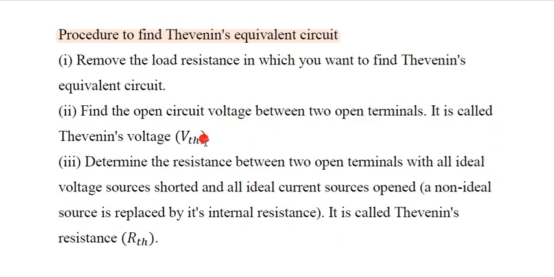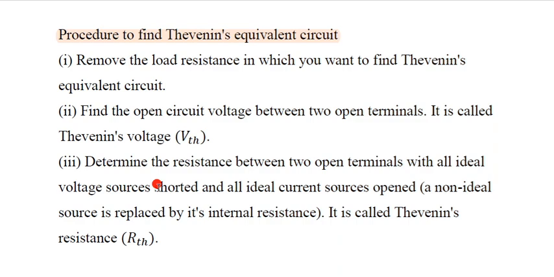Then you have to find the open circuit voltage, and that open circuit voltage is equal to the Thevenin's voltage, which we represent by VTH. After that, we need to find RTH. For that, in the next step we remove the voltage sources in our circuit and determine the resistance between the open terminals with the voltage sources shorted.